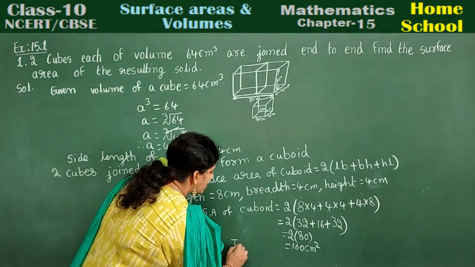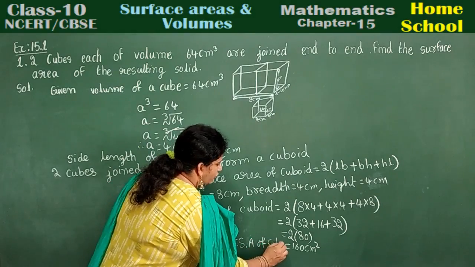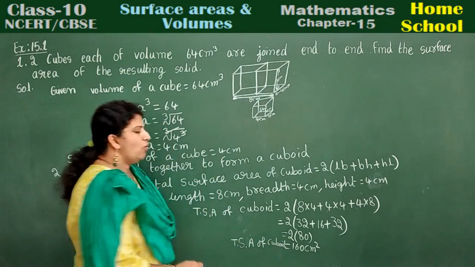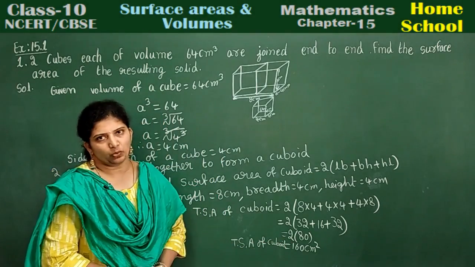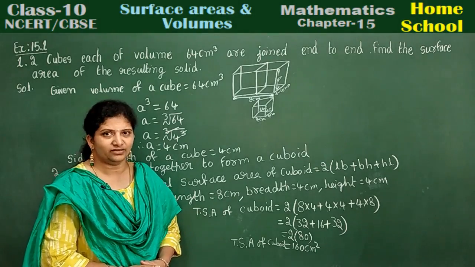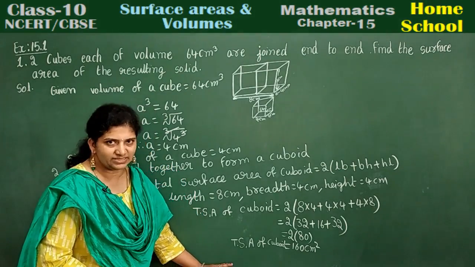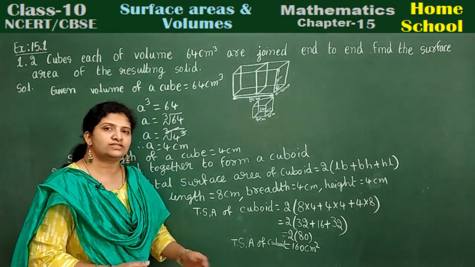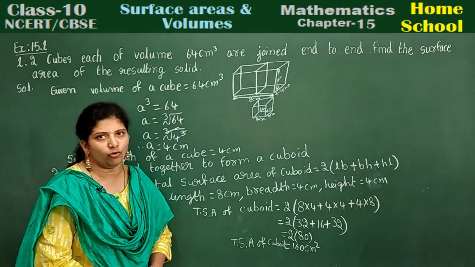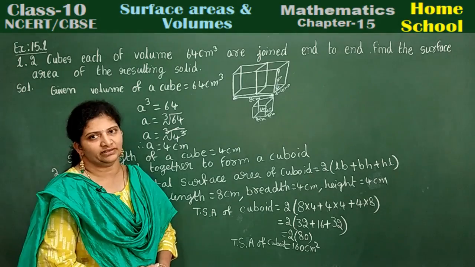Therefore, TSA of a cuboid is equal to 160 centimeter square, or 160 square centimeters, also you can write. Okay, is this followed? End this problem with this statement: Therefore, the total surface area of the resulting cuboid is equal to 160 square centimeters.